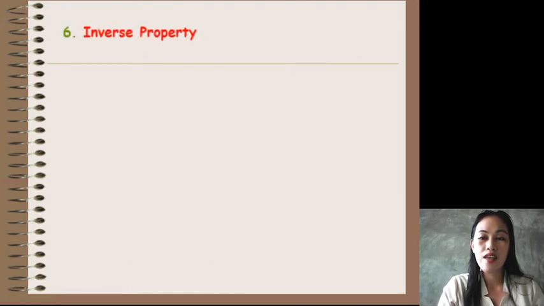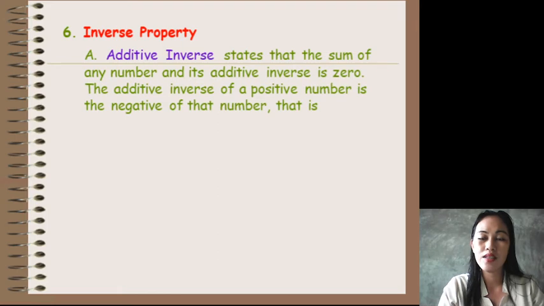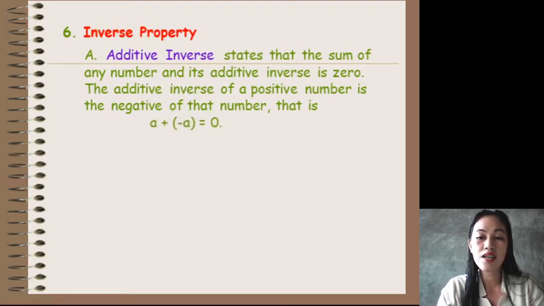Next is the inverse property. First, we have additive inverse. It states that the sum of any number and its additive inverse is 0. The additive inverse of a positive number is the negative of that number. That is A plus negative A. Negative A is the additive inverse of positive A. If we add them, we have 0.